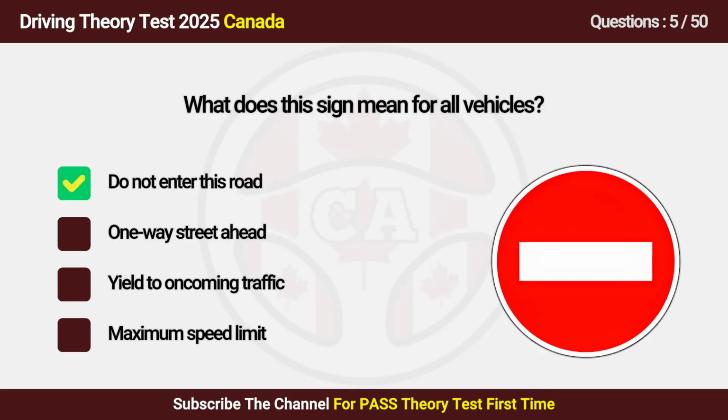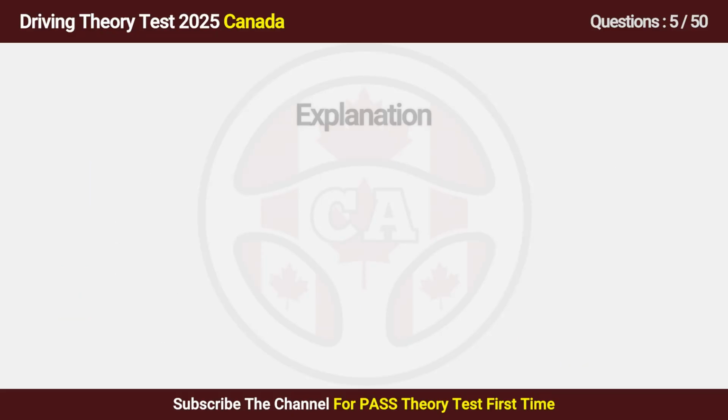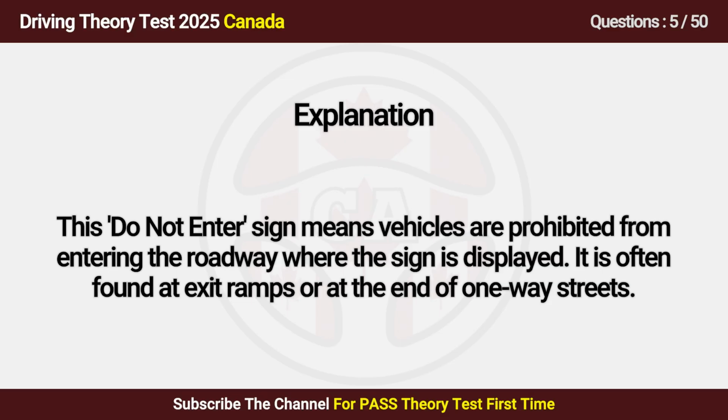Answer is A. Do not enter this road. This do not enter sign means vehicles are prohibited from entering the roadway where the sign is displayed. It is often found at exit ramps or at the end of one-way streets.